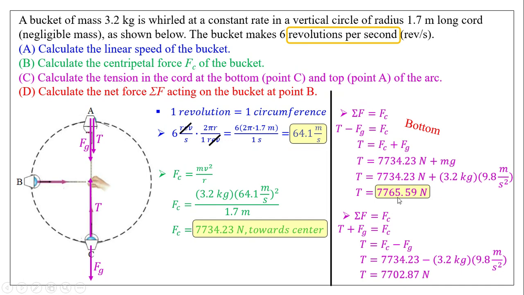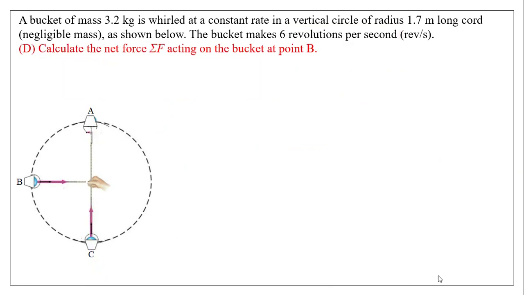The tension at the bottom of the loop should be greater than the tension at the top of the loop, okay? So just keep that concept in mind. The tension at the bottom of the vertical loop is always greater than the tension at the top of the loop, because as it goes up, the tension in the string tends to release a little bit, okay? All right, that takes care of A, B, and C. Let's go ahead and do part D, okay?